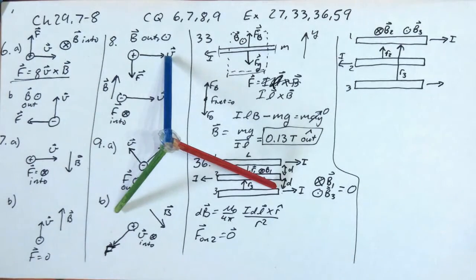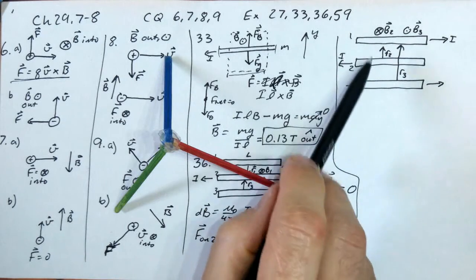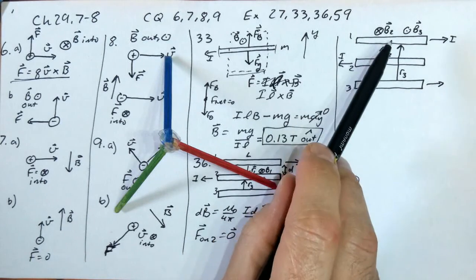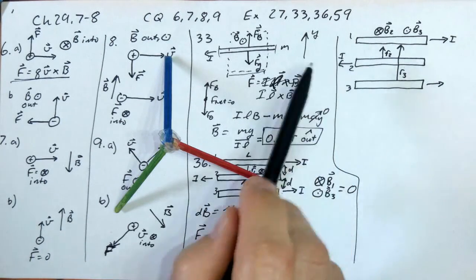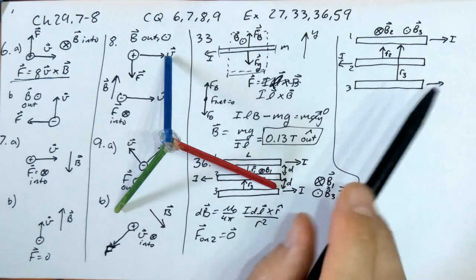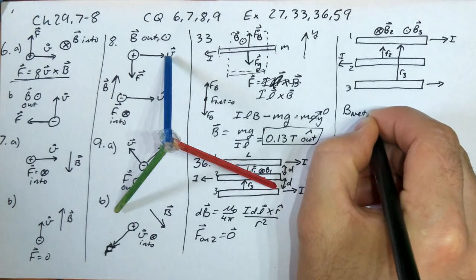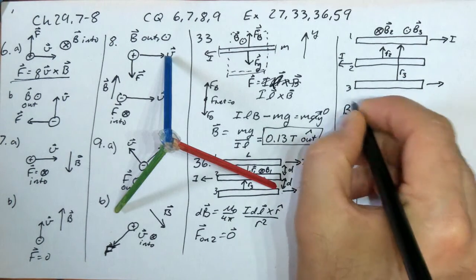So the B field at location 1 is into the page from B2 and out of the page from B3. Now, do they cancel like down here? The answer is no, not this time, because there are different distances. The currents are the same, but they're acting over different distances, and we know for a long straight wire that the magnetic field decreases with distance. Okay, so we need to now find B net at 1.